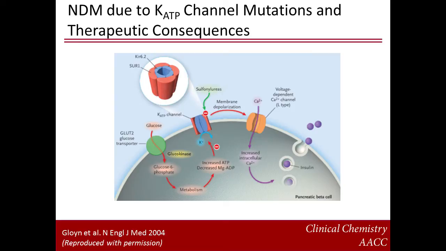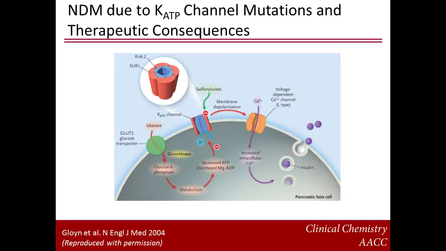Activating mutations in the KCNJ11 and ABCC8 genes cause the channel to remain open in the face of an increased ratio of ATP, thereby limiting insulin secretion. The most striking clinical implication of molecular diagnosis of a KATP channel mutation is the radical change from insulin injection to an oral sulfonylurea drug to treat diabetes.